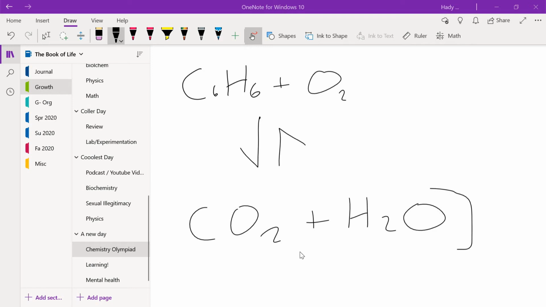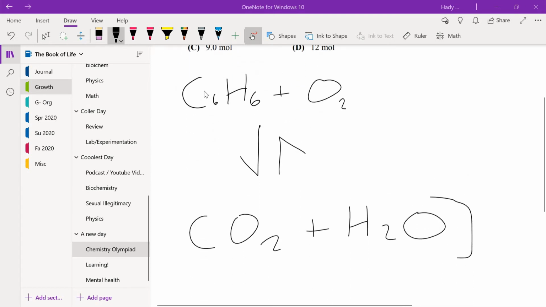Hi, yeah, so as I was saying, right? So this is going to react with this, and it's going to create certain products. And the products are CO2 and H2O. Now, to know how many oxygens are going to react per benzene, we're going to have to look at the products, because that's going to tell us.